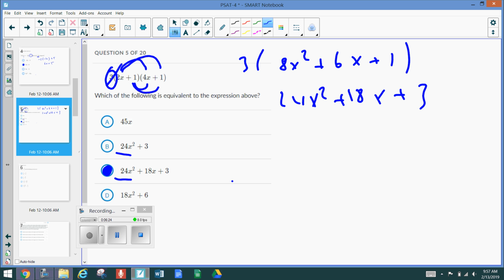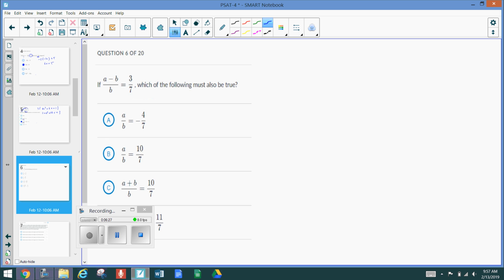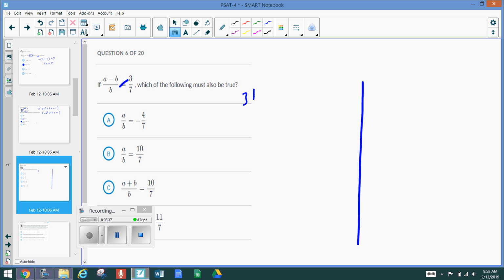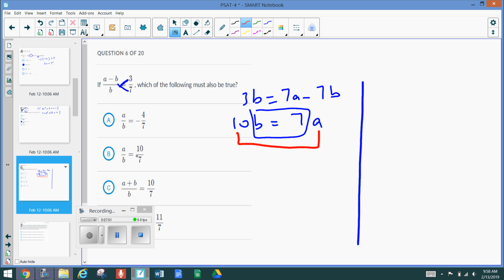Any question? In this case, two ways. The regular way is this: do cross multiplication. This is the regular way you can do. 3 times b is equal to 7a minus 7b. I distribute it immediately. Then solve that. I'm going to add 7b to both sides. 10b is equal to 7a. So that means b is equal to 7, and then a is equal to 10.